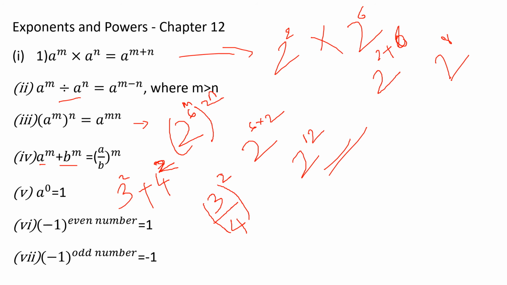So if you see A and B as different numbers, but the powers are the same and the symbol is plus, we will be applying this formula: 3 by 4 the whole power 2.